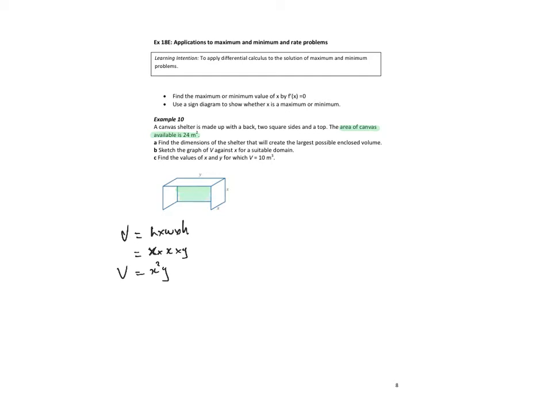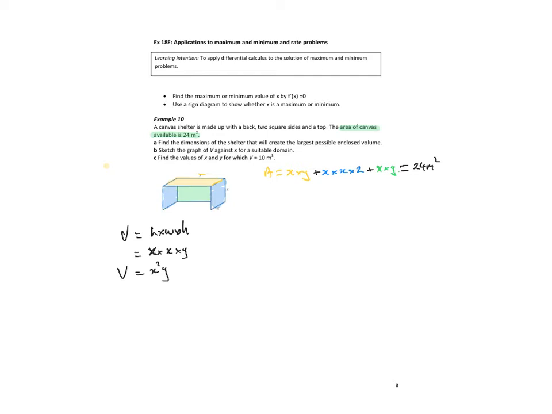So I've got 3 different shapes here, haven't I? 3 different side lengths. So I've got 4 sides. What are the dimensions of each of these sides? Well, the roof in yellow is x by y, so the area is equal to x times y, plus my side lengths, which are x times x, 2 of them, plus the green backboard, which is again x times y. And all of those areas are equal to 24 metres squared of material.